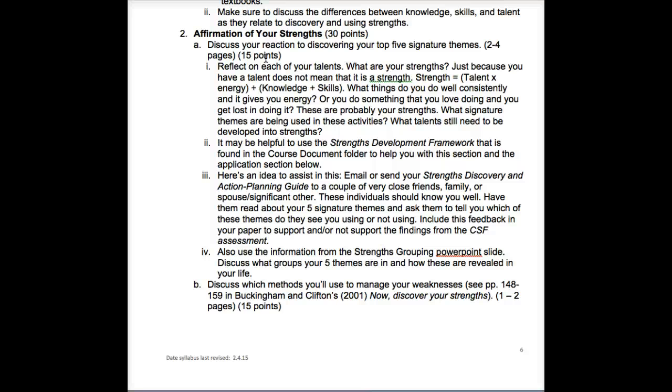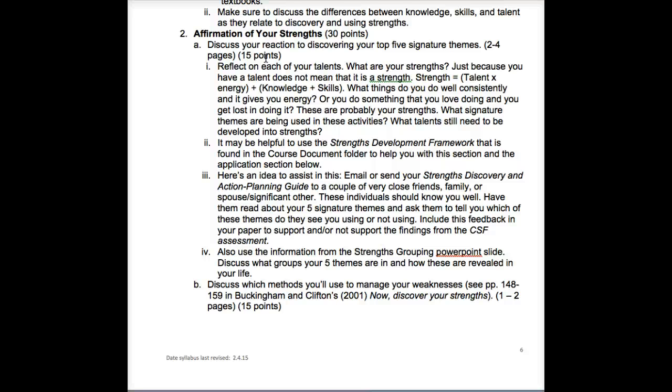You should also, here's an idea on number 3: email or send your Strengths Discovery Action Plan to a couple of your very close friends, family, spouse, significant other. These individuals should know you pretty well. Have them read about the 5 strength signature themes and ask them to tell you which of these themes they see you using, not using. Include this in your feedback in your paper to support or not support the findings from the CFS assessment.